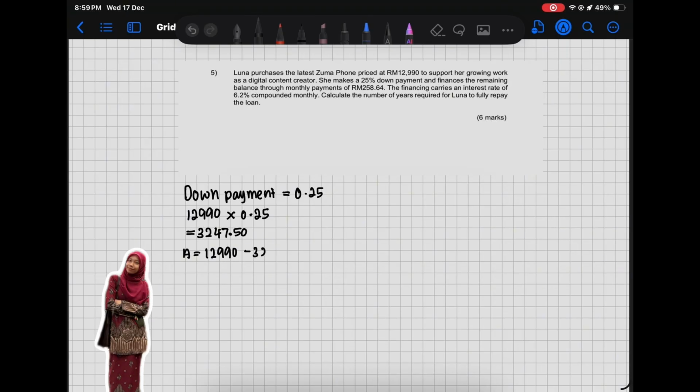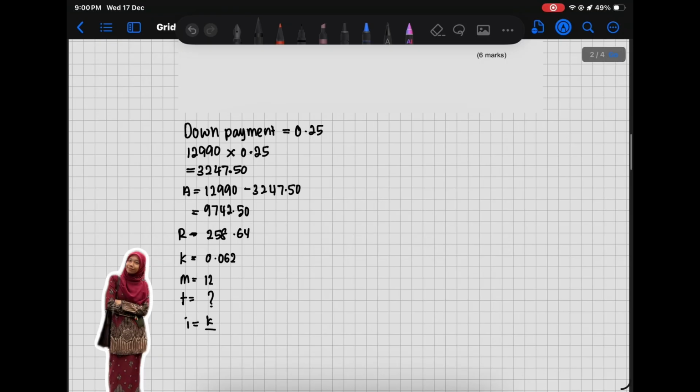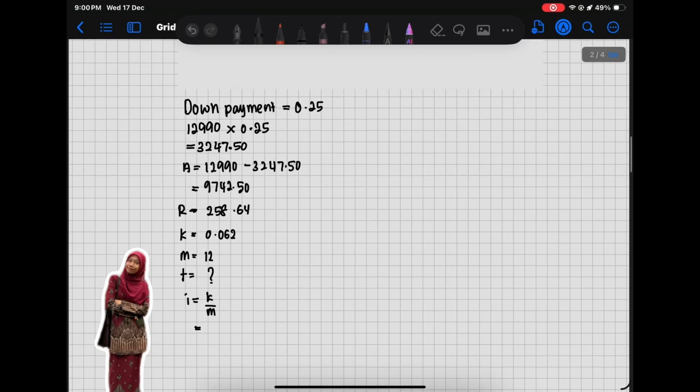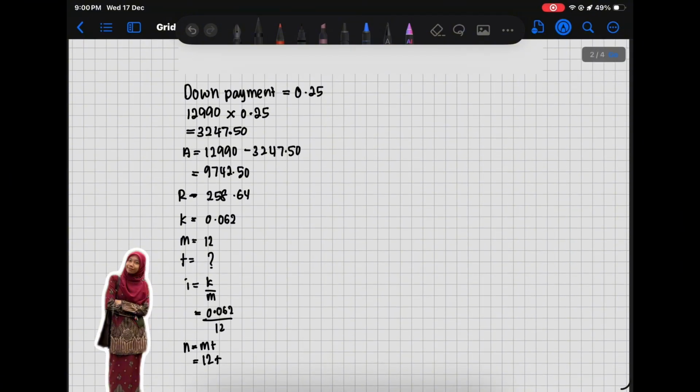Other information given is periodic payment R 258 ringgit 64 sen, K 0.062, M 12, and T we need to find. We also know I, which is K over M, 0.062 over 12, and N equal to MT, 12T. Then we use all the information given into the formula. So we use A formula.